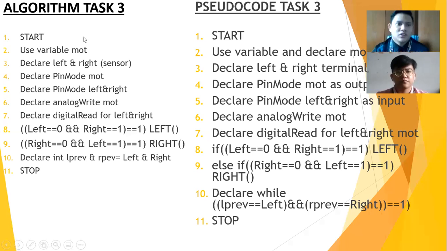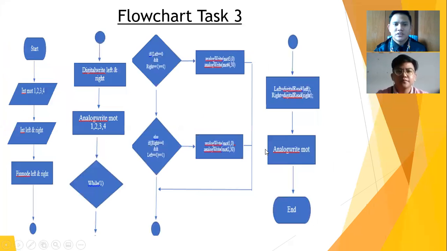So algorithm task 3 and procedure task 3 are so many different. In the procedure code, it will be detailed more about the coding. The algorithm is simplified from the coding. So we go to the next slide.